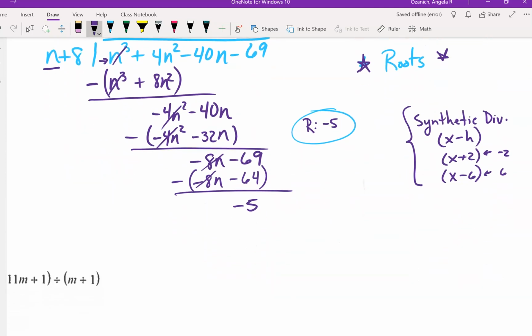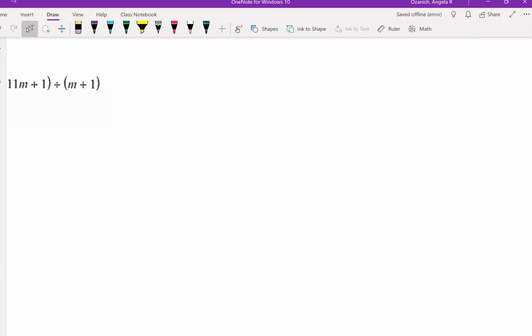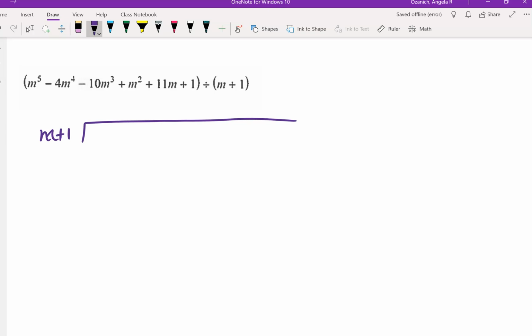Okay, let's move this crash course forward a little bit. So this is a really ginormous, yes, definitely a word, polynomial. And we're going to see if it's actually divisible by m plus 1. So we're going to say m plus 1. And I'm just going to talk you through my thinking on this.